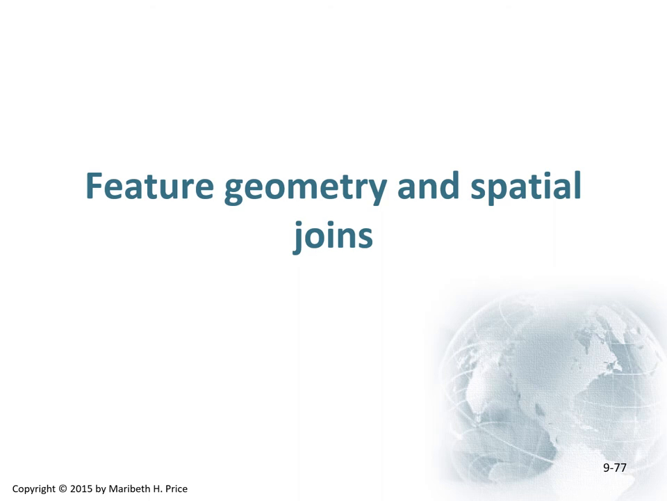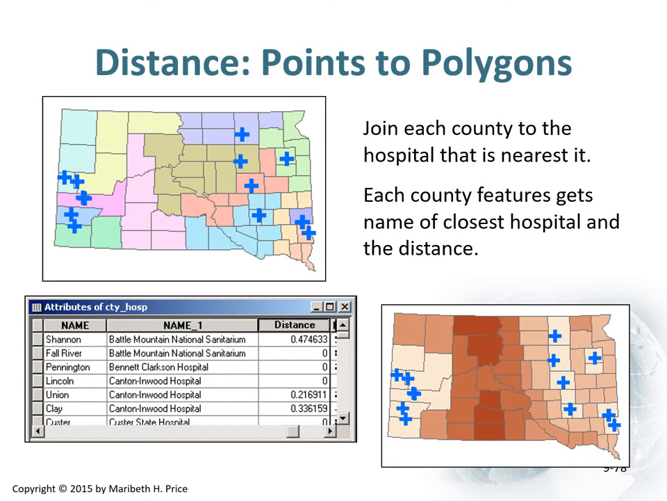Let's look at feature geometry and spatial joins. Distance joins, points to polygons. Each county, join each county to the hospital that it's nearest to. You have a hospital. Let's see here, I'm gonna get this right. Each county feature gets the name of the closest hospital and the distance. So some counties don't have hospitals. They just simply need to know what is their closest hospital and how far away it is. That is a distance point to polygon join.